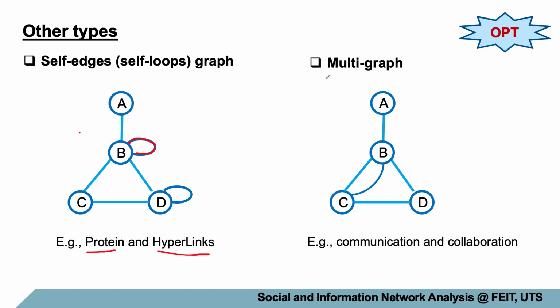And also, another kind is multi-graph, like we introduced in the graph. Multiple edges can appear between two nodes. For example, in communication network or collaboration network.